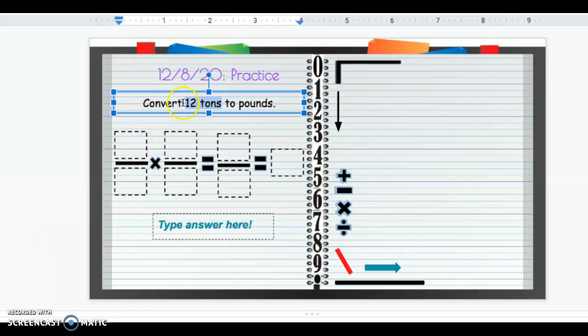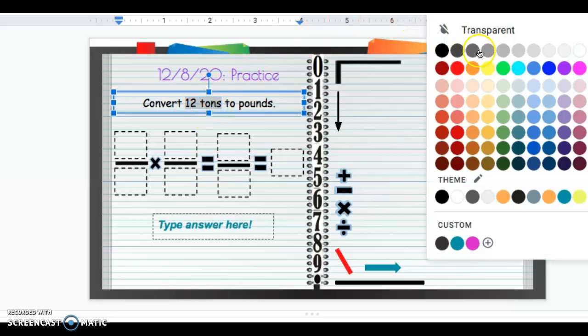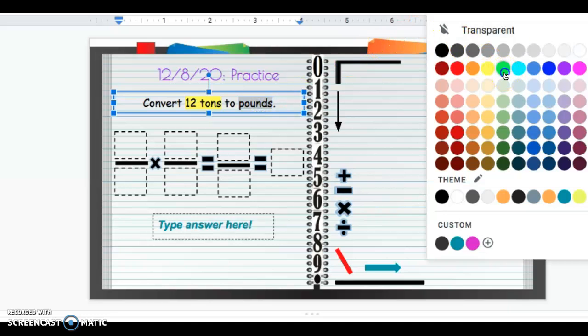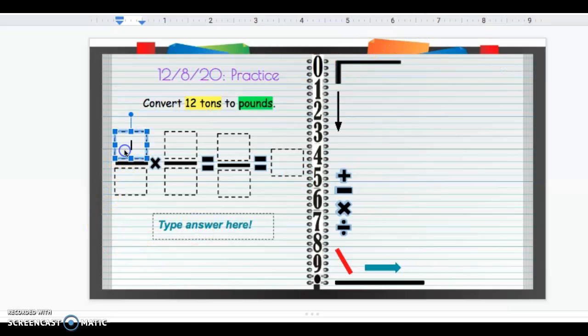So we're going to convert 12 tons to pounds. We're starting with what we know, which is 12 tons, and we're converting it to pounds. What we know goes on top, so 12 tons, and we always put it over 1. Our goal is to get tons on the bottom to cross off tons over here. So we have to figure out a conversion in hopes that tons goes to pounds.